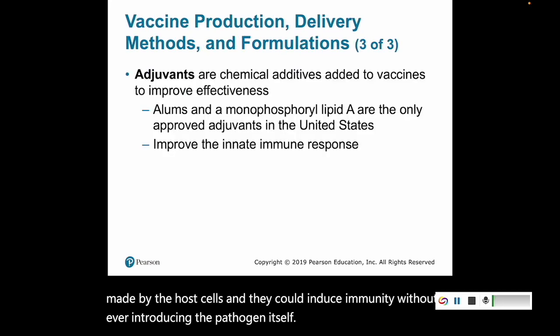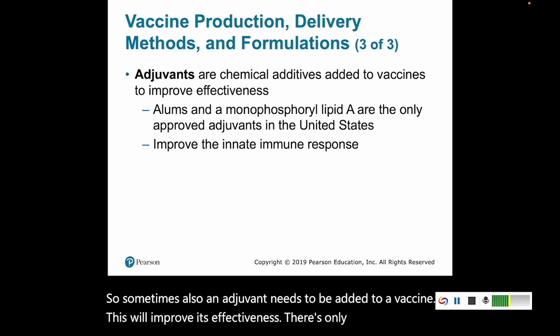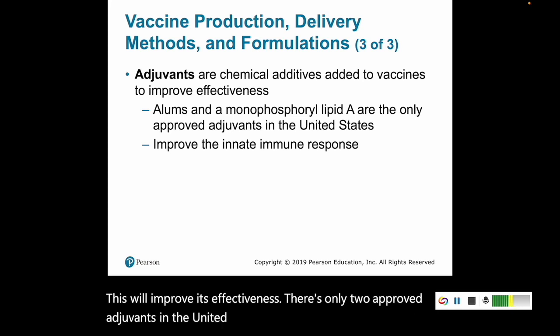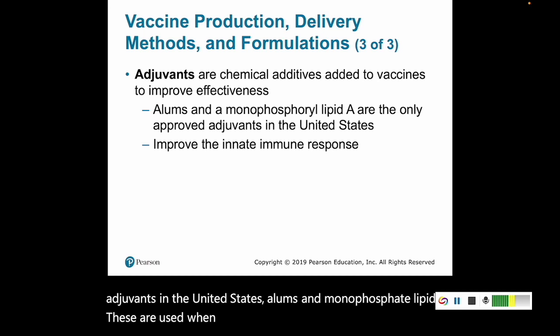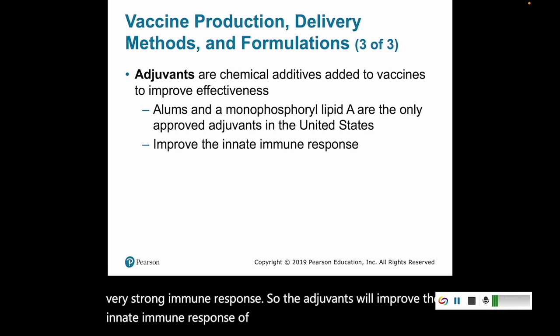Okay. So sometimes also an adjuvant needs to be added to a vaccine. This will improve its effectiveness. There's only 2 approved adjuvants in the United States, alum and monophosphoryl lipid A. These are used when the vaccine on its own is not going to yield a very strong immune response. So the adjuvants will improve the innate immune response to that vaccine.